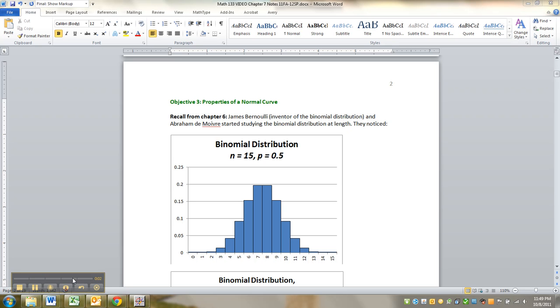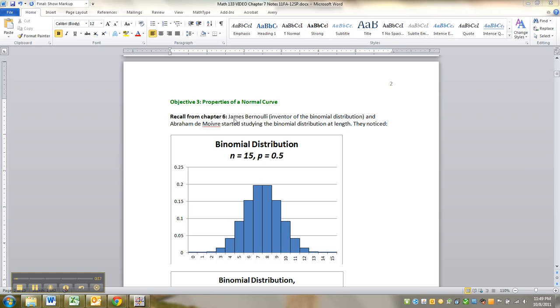We now have to face the most important probability distribution for the rest of the course and for all introductory statistics students, i.e. the normal curve. So the first thing we need to do is figure out what the normal curve looks like.